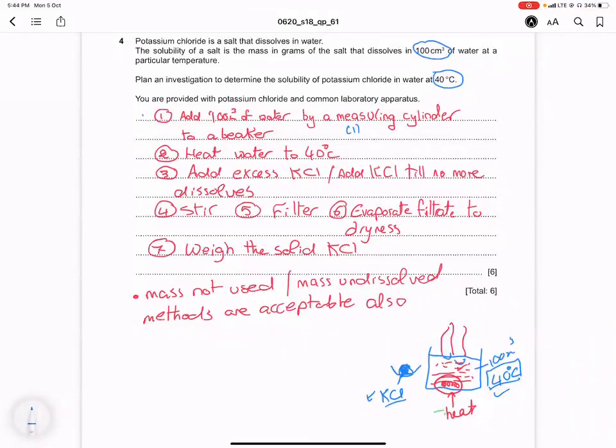There's another method that you could use, which is the mass not used method. You could get a known mass of potassium chloride solid at the beginning, and you can start adding until no more dissolves, and then you can measure the mass remaining of the potassium chloride at the end, and you subtract it from the mass that you started with, and you will know by this way the mass of potassium chloride that dissolved. But I think that the method written is the better one and the easier one.